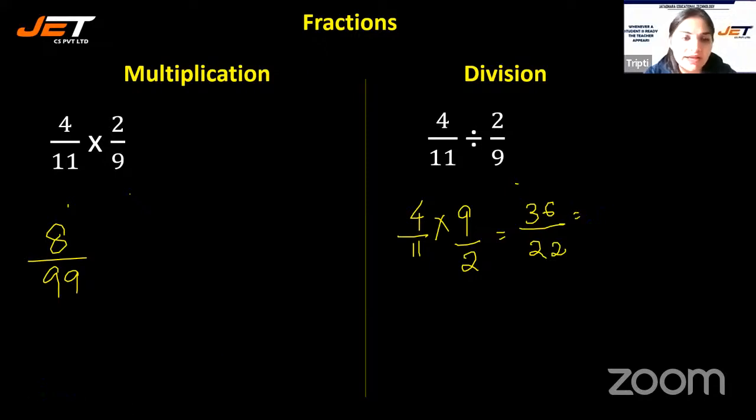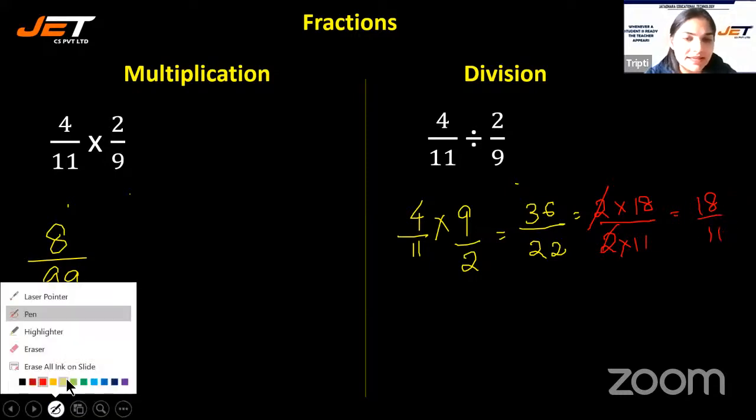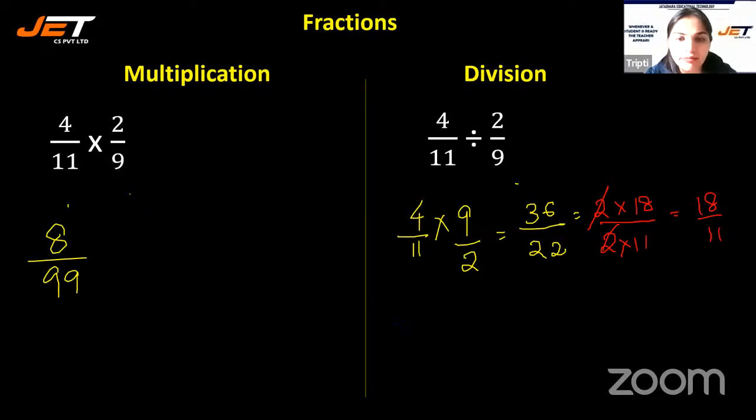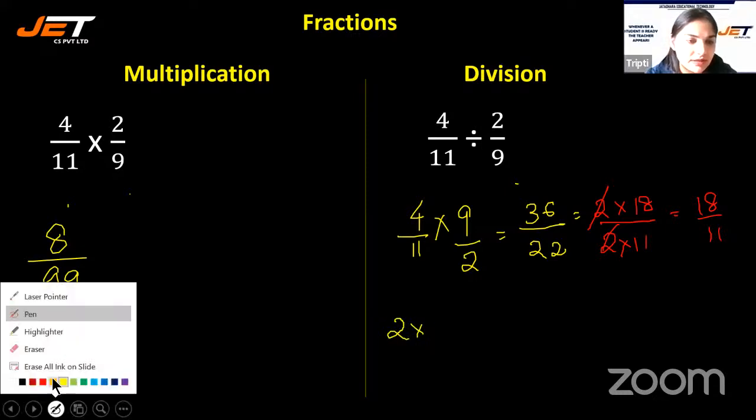I need to simplify it. And how can I do it? I'll do it by 2. 2 times 18 is 36 and 2 times 11 is 22. So it's 18 by 11. Another way of doing it is 4 can be written as 2 times 2. Actually, it was like this way.